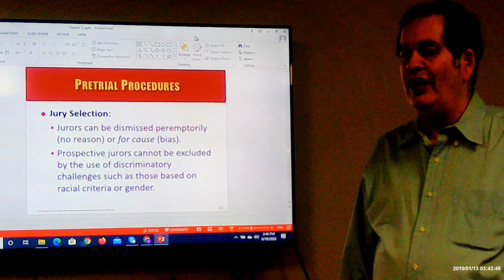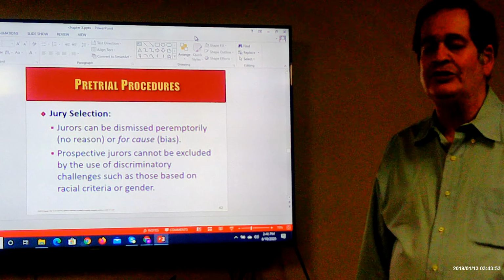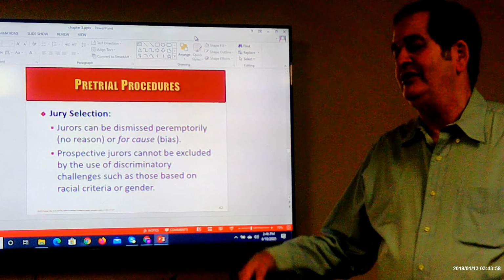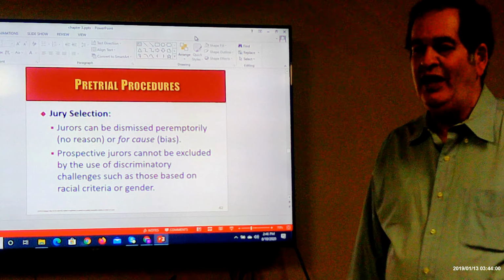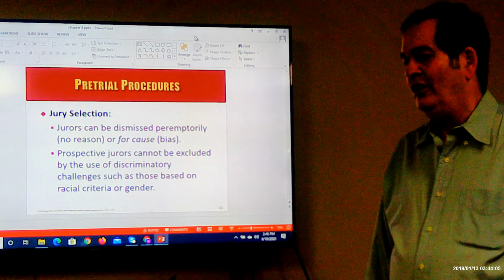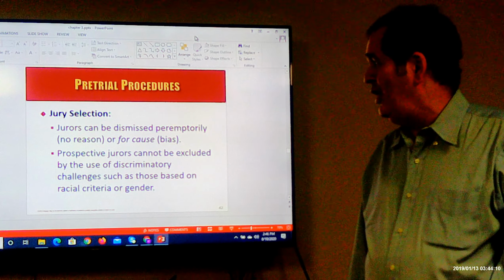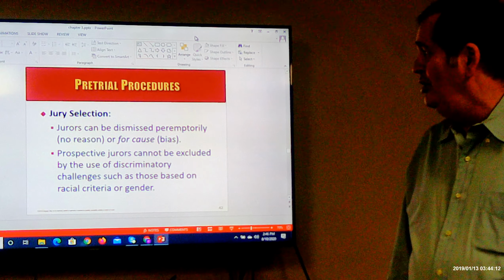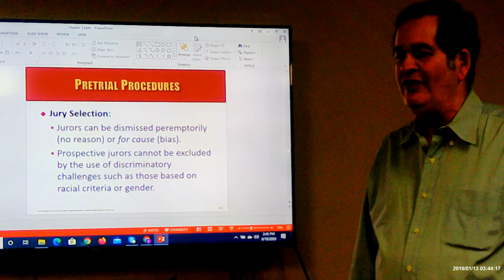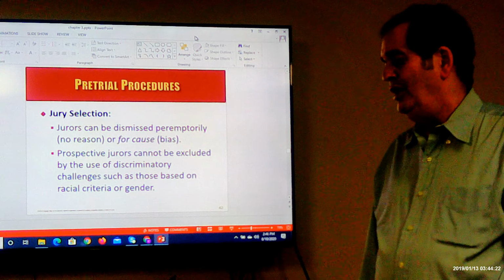Now, before they even start asking questions, judges will sometimes ask some general questions of everybody, like, does anybody know the parties in the case? Does anybody have any reason why they can't serve? And the judge will use his or her discretion to allow some people to be discharged. But once the lawyers get involved, it's either for cause or peremptory. For cause means you have to show some legal reason why the person would not be impartial.